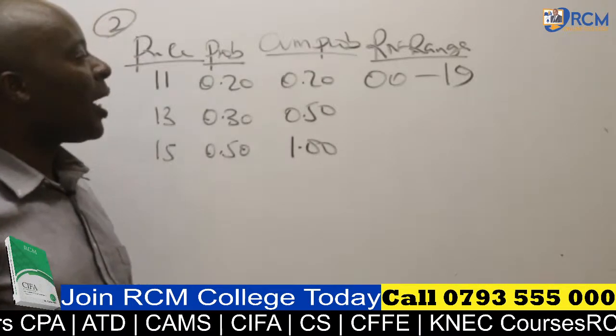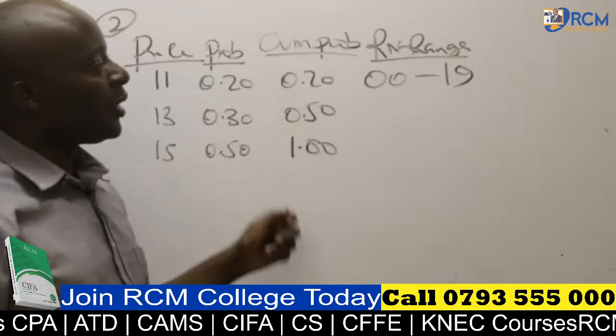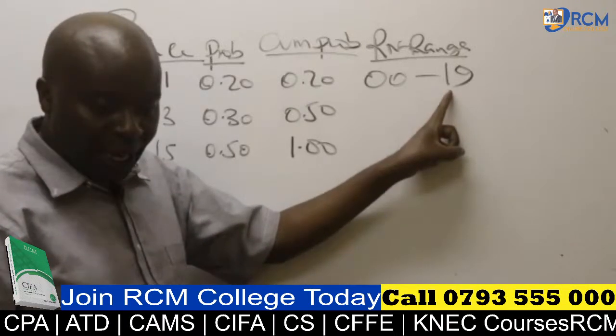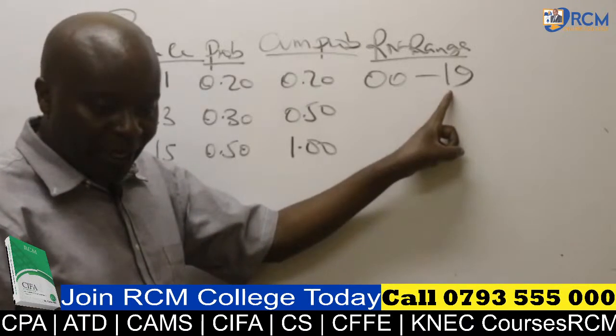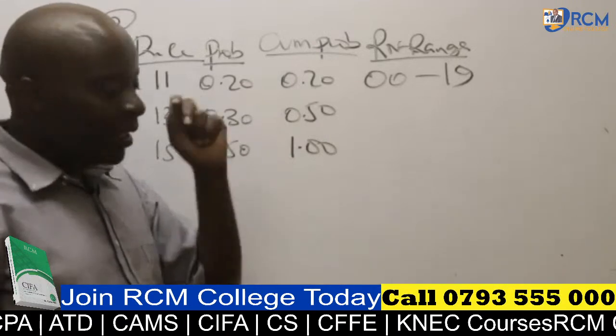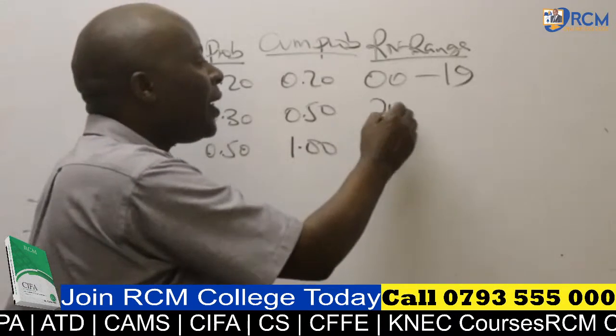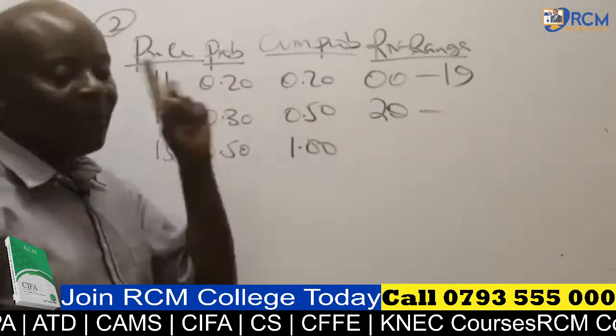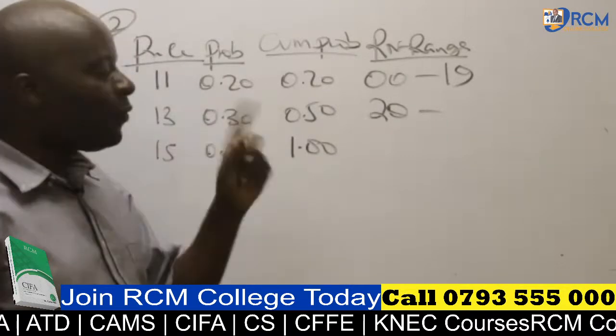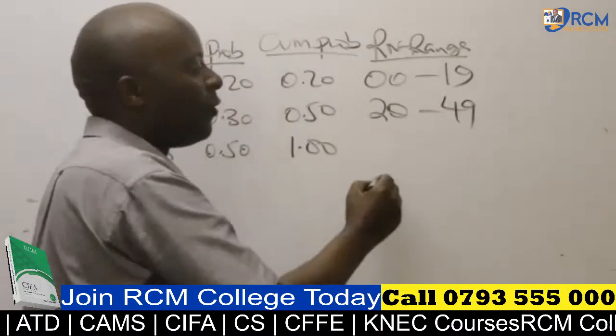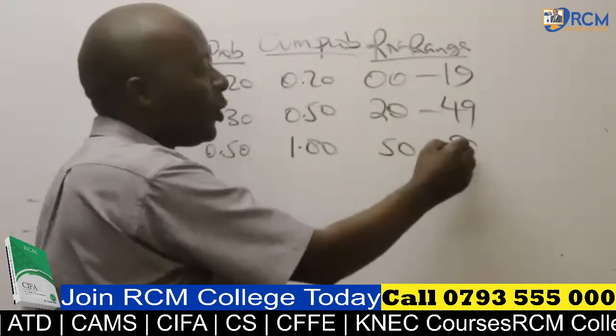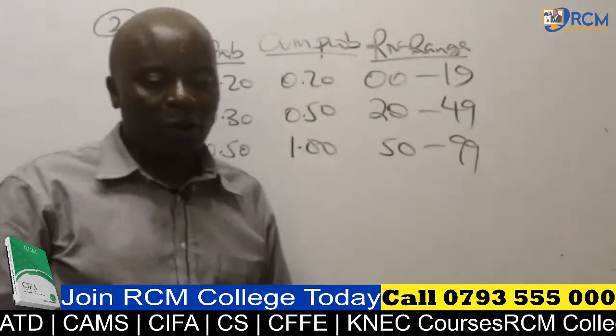From there, ladies and gentlemen, I will go to the second class. The second class will begin immediately from the number that is here. So the next class, sure, Doreen, will begin from 20 all the way to 50 minus 1. 50 minus 1 gives me 49. From there, we have 50 all the way to 99.